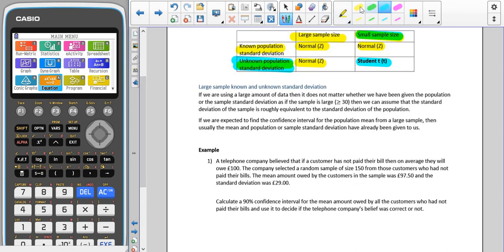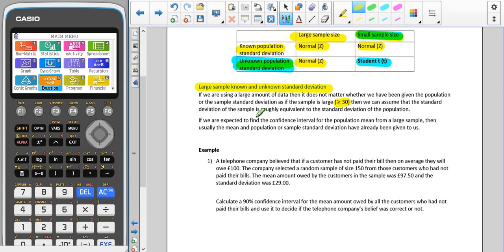So to start off with, as I was just saying, we're going to have a look at the large sample, known and unknown standard deviation. If we use a large amount of data, then no matter whether we are given the population or the sample standard deviation, if the sample is large, meaning that we have greater than or equal to 30 pieces of data, then we can assume that the standard deviation of the sample is roughly the same as the standard deviation of the population. So that's just what I've been talking about. And we talked about that as well in AS.